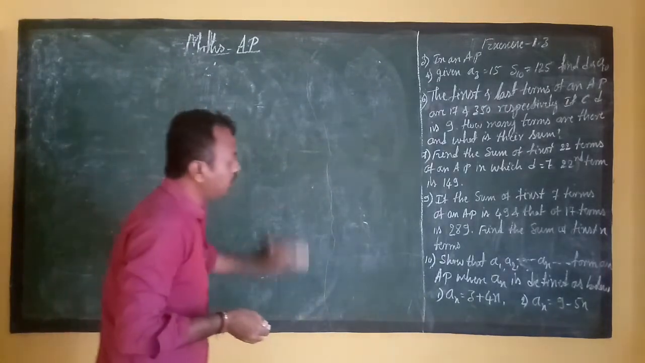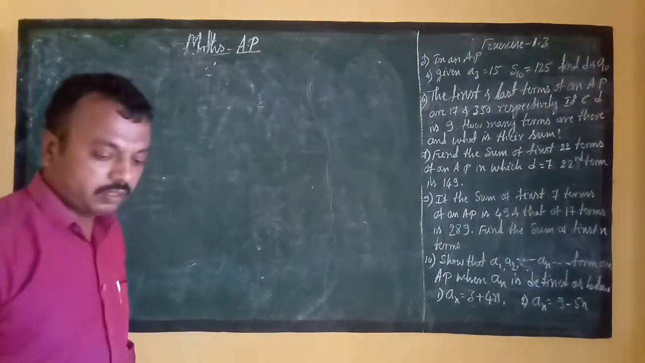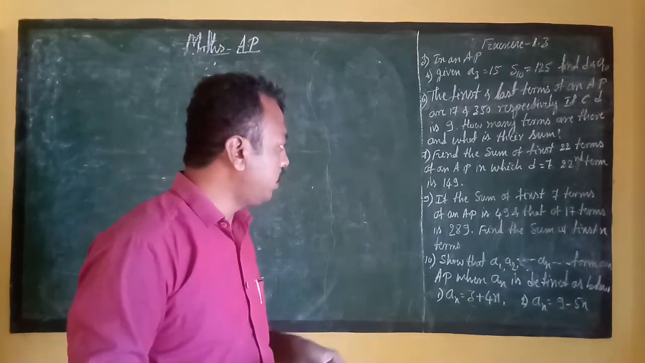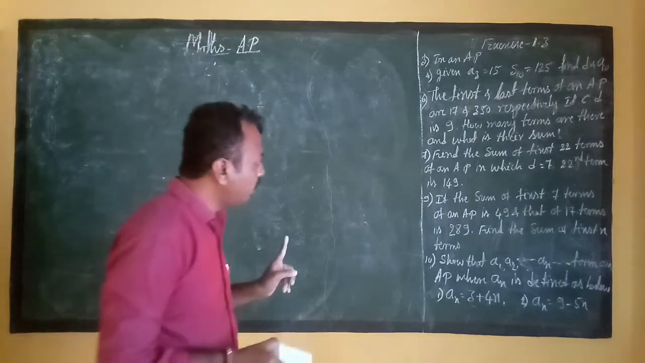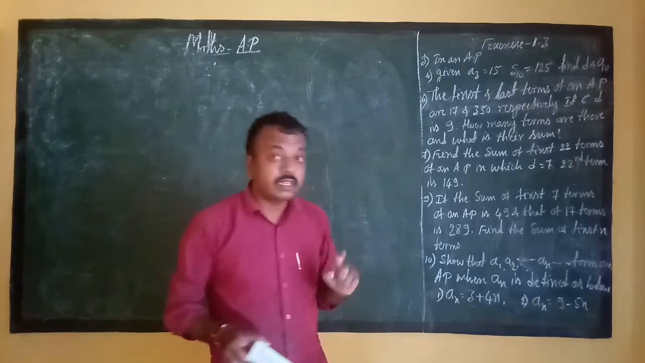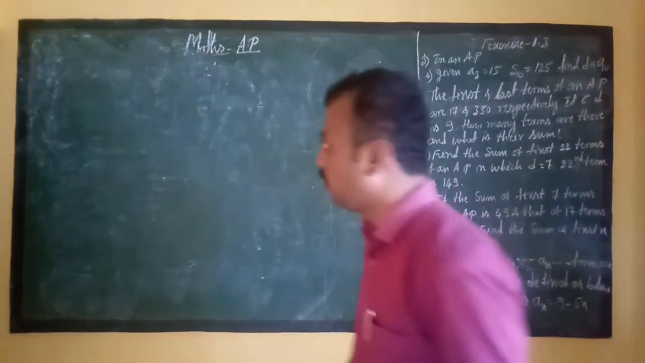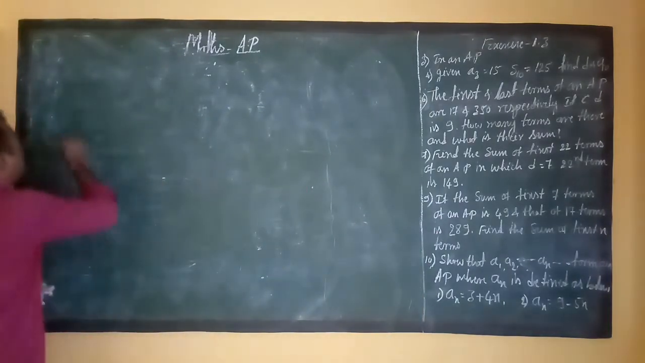Yes, question number 9. If the sum of the first 7 terms of an AP is 49 and that of the first 17 terms is 289, find the sum of the first n terms. The sum of the n terms we have to calculate. So first, what is given? S7, the sum of the first 7 terms.